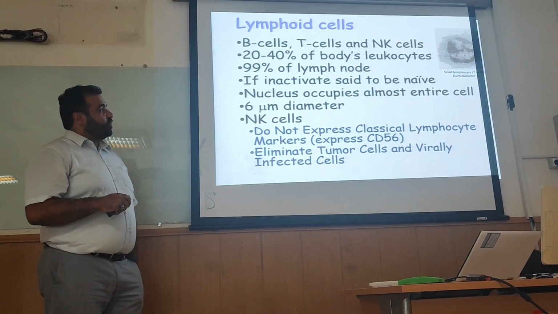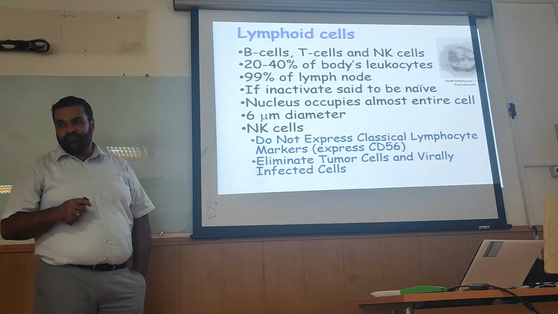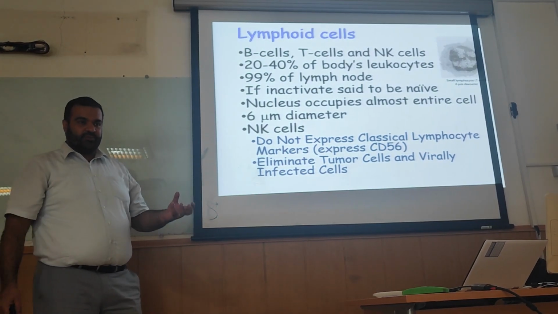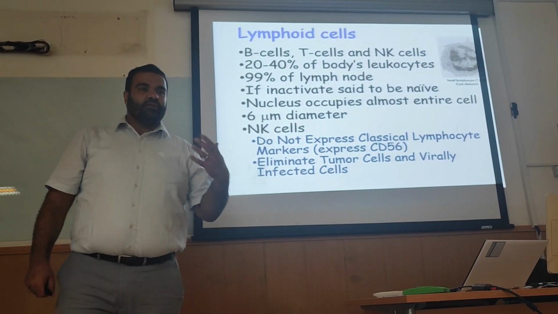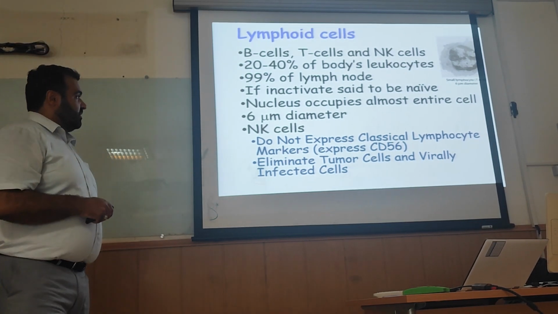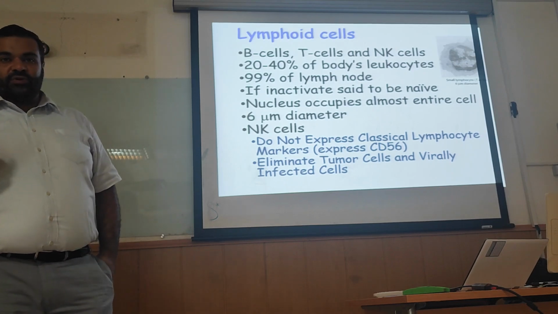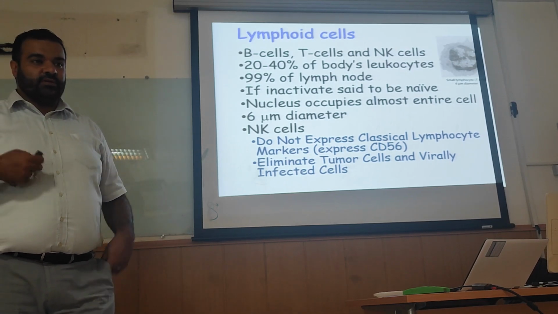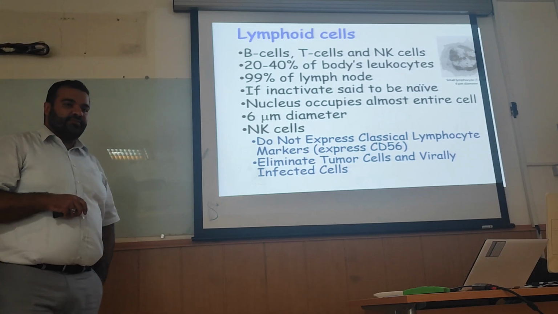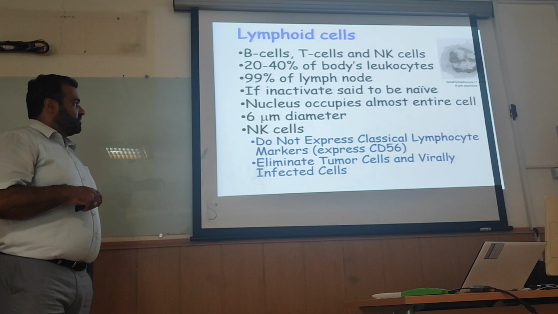NK cells. 20 to 40% of our white blood cells are lymphocytes. When you get the blood and look for the leukocytes, white blood cells, 20 to 40% of them are lymphocytes. You can see them mainly in the circulatory system, but their base is the lymph nodes, and 99% of the lymph node is literally lymphoid cells.